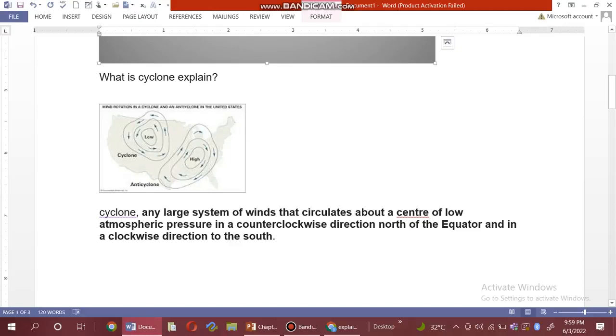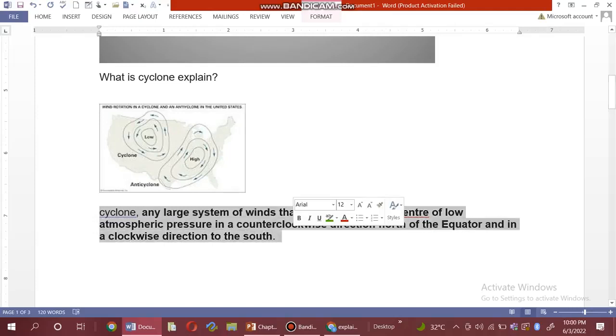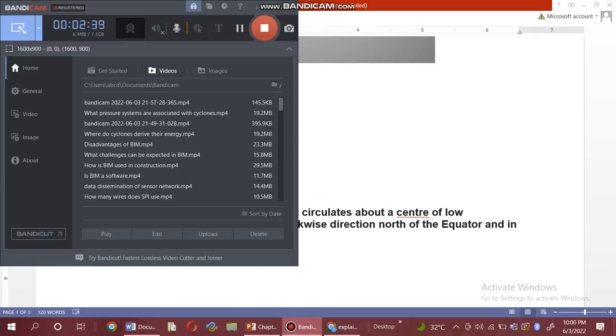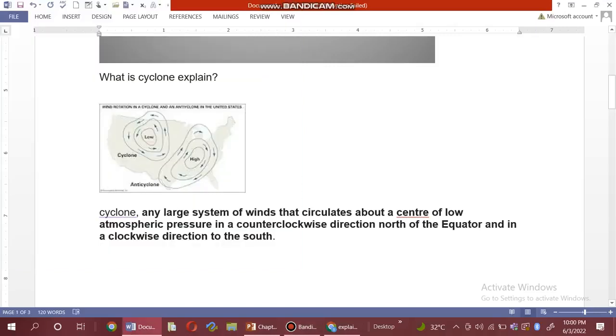Also you can see here the cyclone: any large system of winds that circulates about a center of low atmospheric pressure in a counter-clockwise direction north of the equator and in a clockwise direction to the south. You can see here the description of the cyclone. It almost gives the exact meaning of the cyclone.